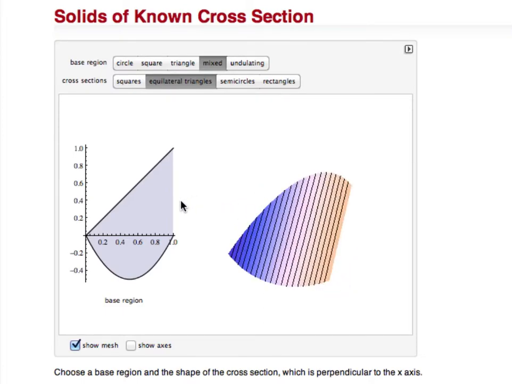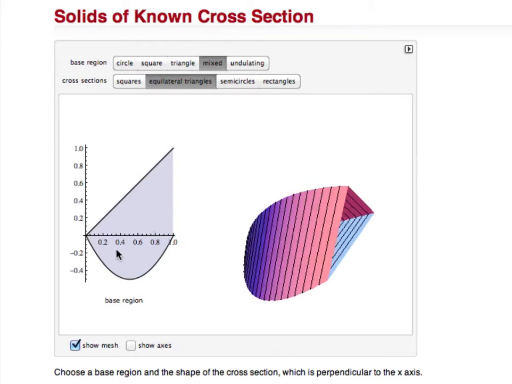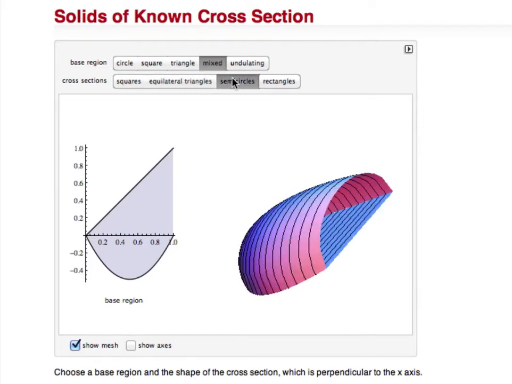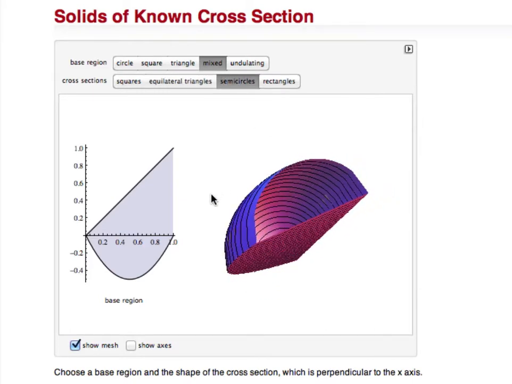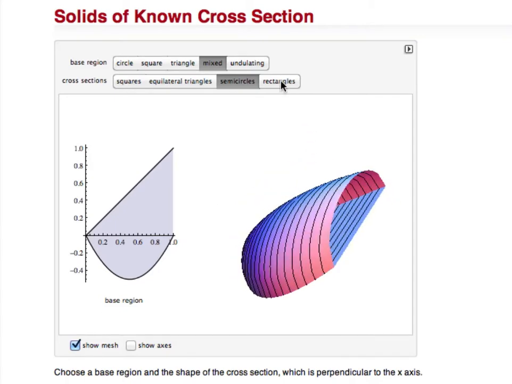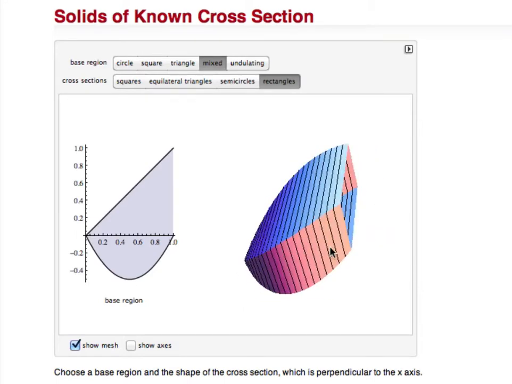equilateral triangle. Okay, so you can see there, we would just take this length, the distance between the two curves, which we already know how to find, and then take it and make an equilateral triangle out of it. Can also do this with semicircles, okay, because that would just be half of a circle. And rectangles would also work, and you can see the shape that would be formed here.